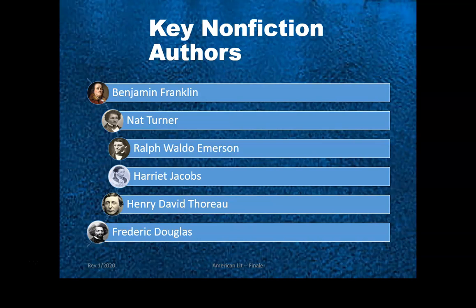Harriet Jacobs, whom you read, wrote Life of a Slave Girl. Henry David Thoreau, again, a very famous author of the 1800s, wrote Walden Pond. It was his experiment of living by himself. And his essay, Civil Disobedience, has been very influential. It influenced Mahatma Gandhi and Martin Luther King.